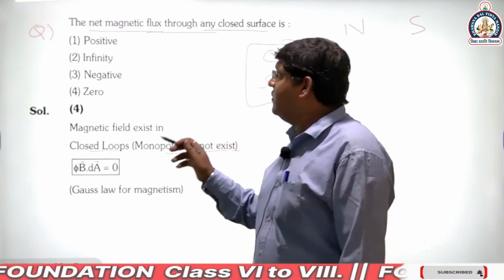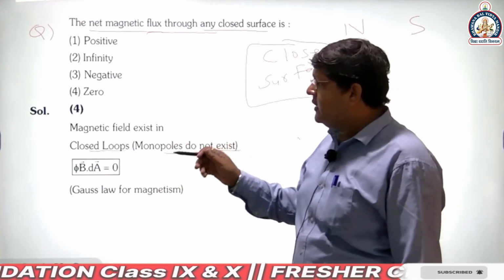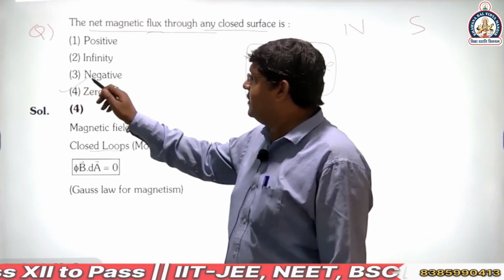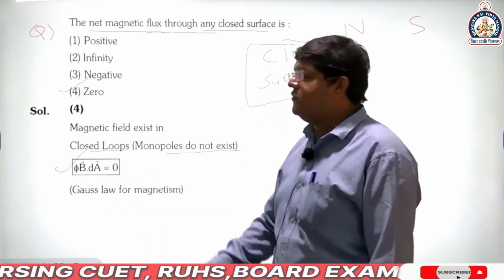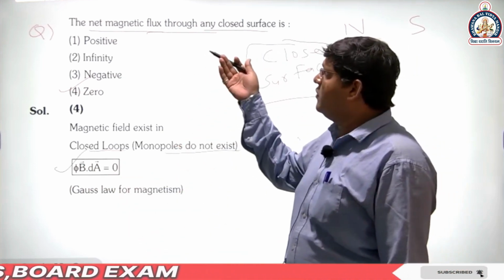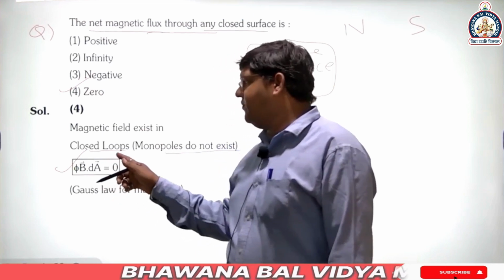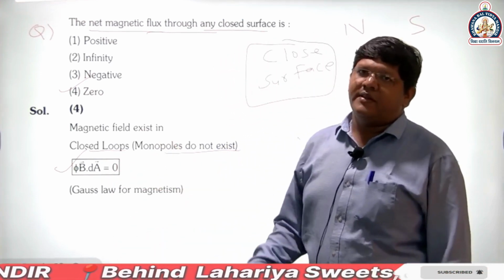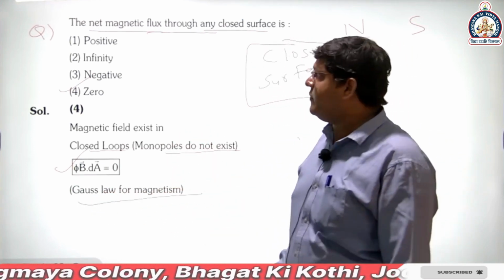So the net magnetic flux through any closed surface is 0. Net magnetic flux is 0 means magnetic flux, given as the integral of B into dA, is equal to 0. So the concept behind the net magnetic flux being 0 is that the product of magnetic field into area vector is always equal to 0. That is the required Gauss law for magnetism.